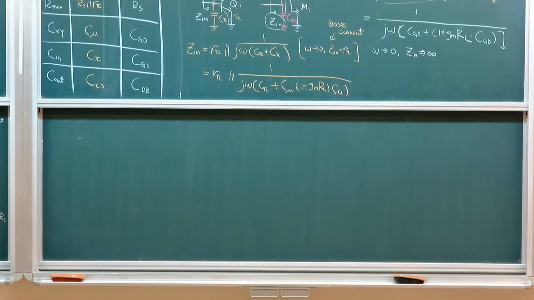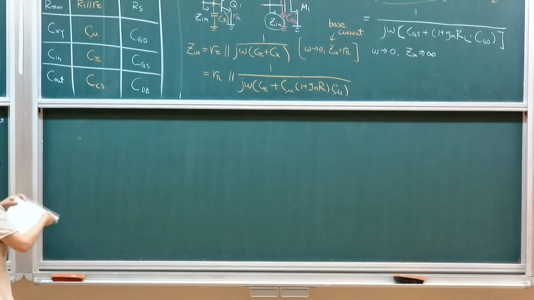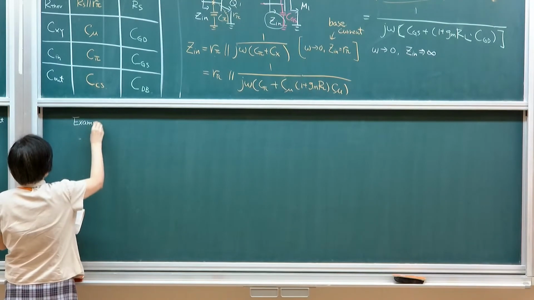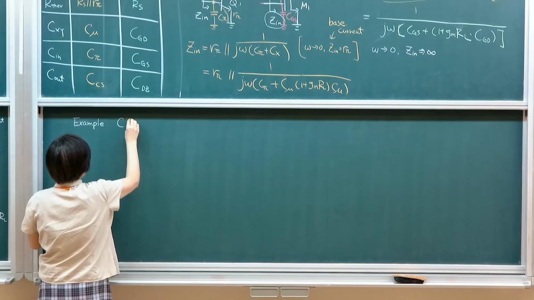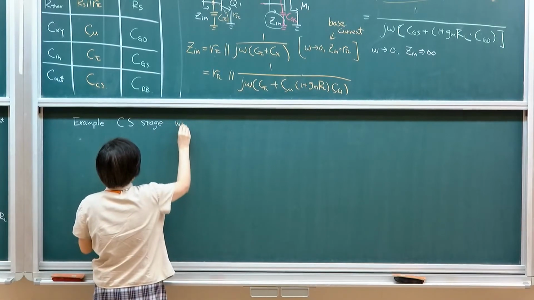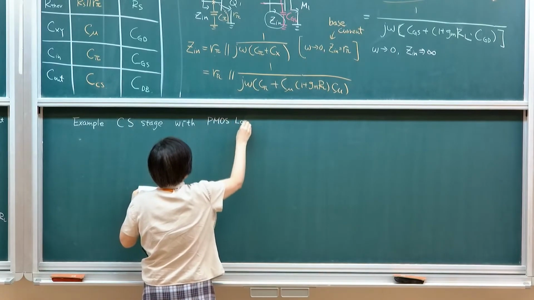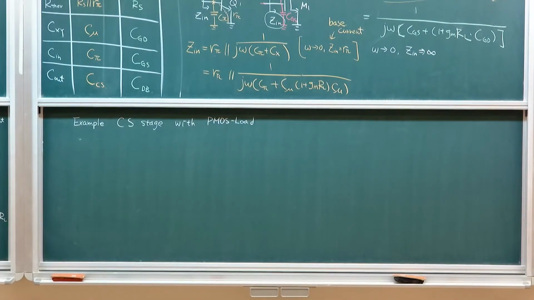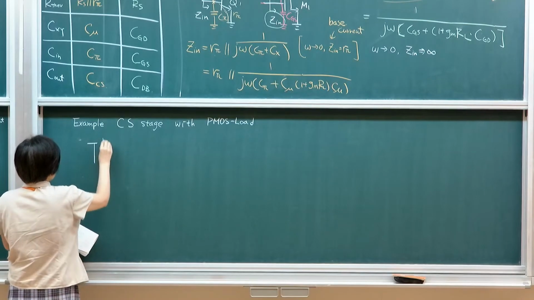Okay, once we have that understanding, let me go through a simple example before we go to the low frequency part. So let's give an example of a common source stage. We have a common source stage with a PMOS load. The problem with, if you have a transistor load, the loading itself will then introduce a certain amount of capacitance as well, so that needs to be included. So let's visit this example.